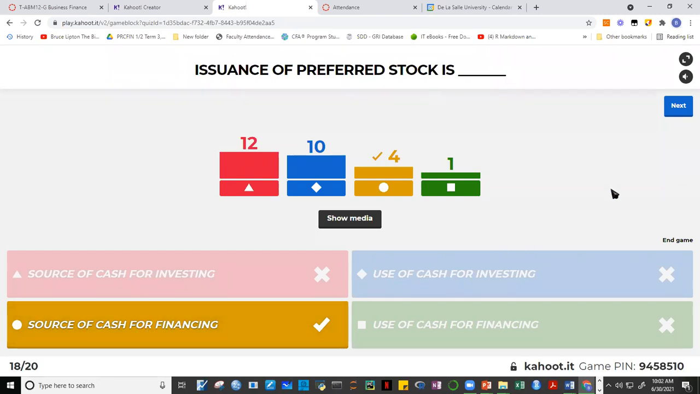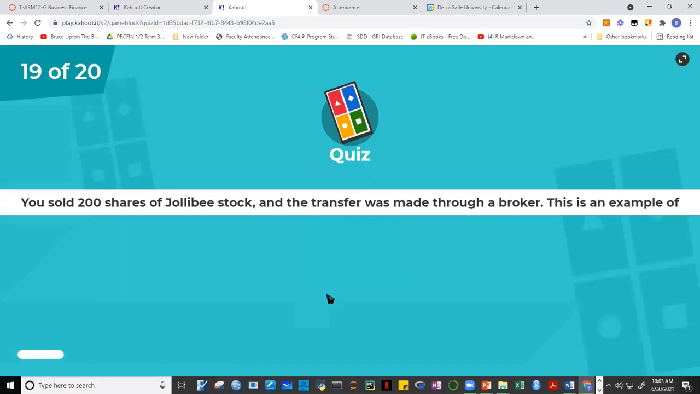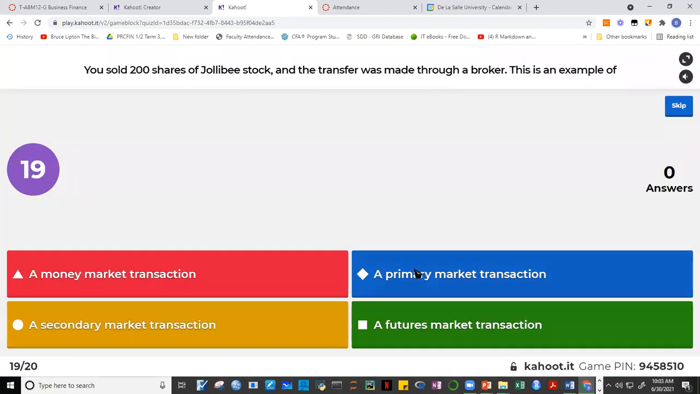Okay? So pag nag-issue yung company ng common stock, nag-aano siya ng investors, no? Kumukuha siya ng investors. So it gets cash. In return, nagbibigay siya ng parang certification na yung nagbigay ng cash, it's a part owner of the business, no? Okay, so no change in the position. Last 2 questions. You sold 200 shares of Jollibee. Sa broker mo ginawa. Example to ng ano.